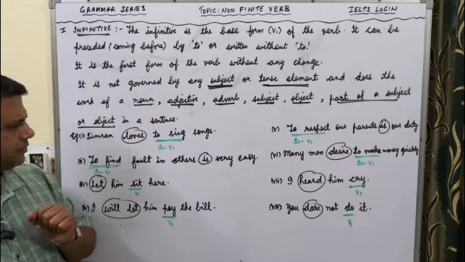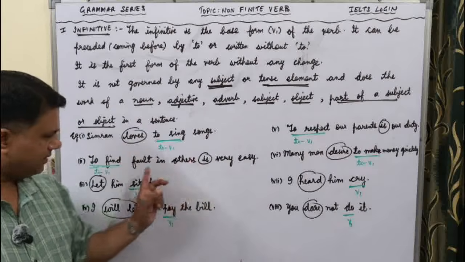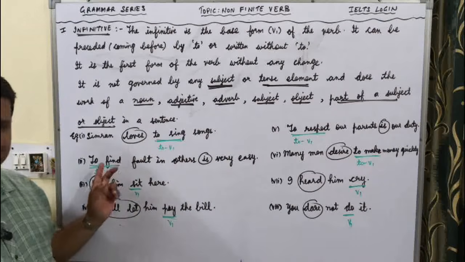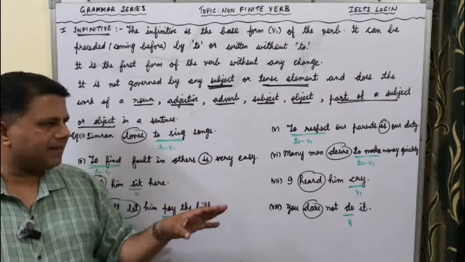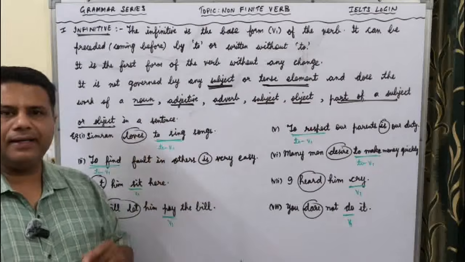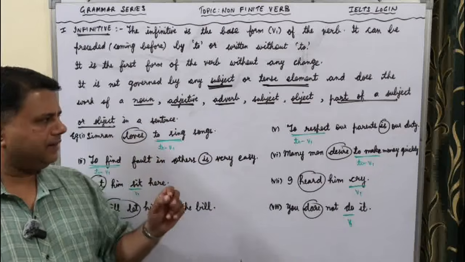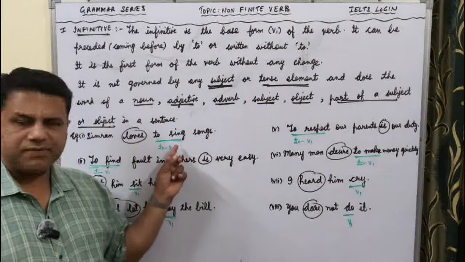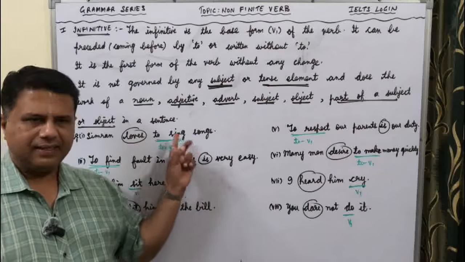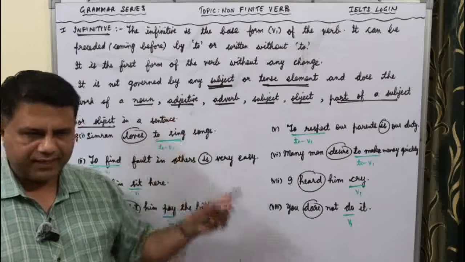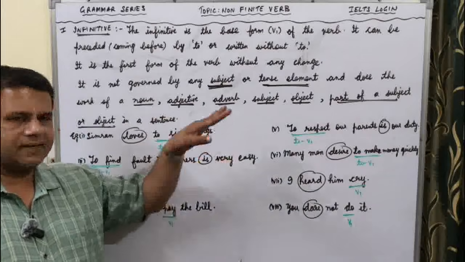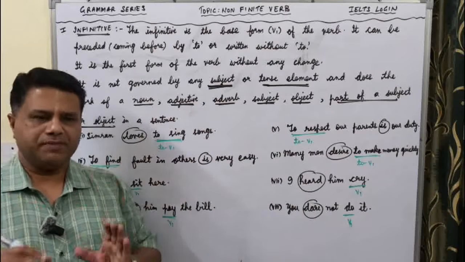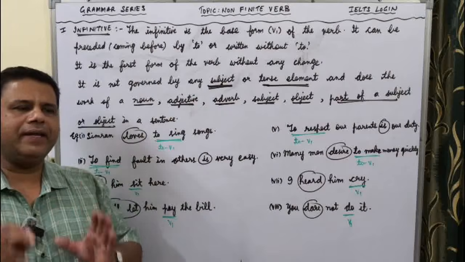One more thing you should note, I have circled some words with black ink, then underlined the words with green ink. The words which are underlined with green ink, they are infinitives, and the verbs which are circled, they are verbs, they are acting as verb, they are the finite verbs.